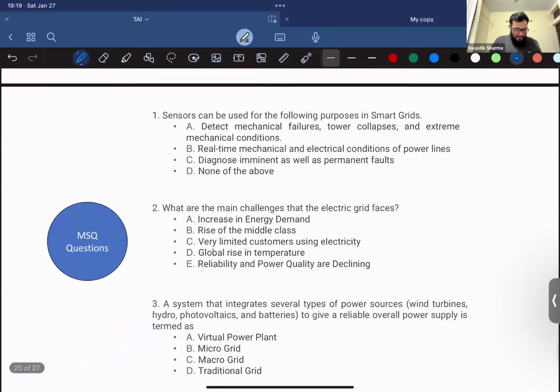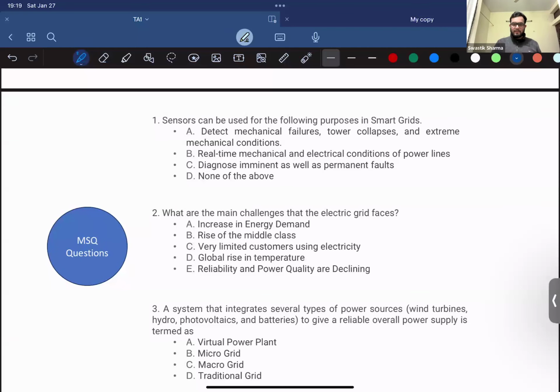So now let's discuss some multiple select questions. Just remember that all of these or most of them can have multiple correct options. The first one is, sensors can be used for the following purposes in the grid. A, it can detect mechanical failures, tower collapses, extreme mechanical conditions. B, real-time mechanical and electrical conditions of power lines. C, diagnose imminent as well as permanent faults. So which one is correct?